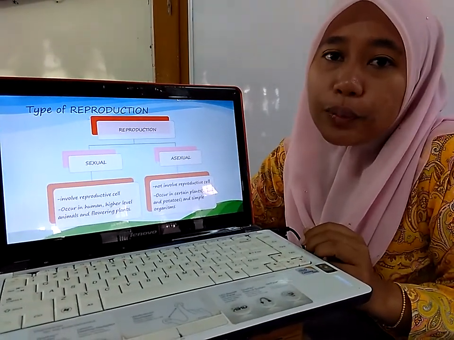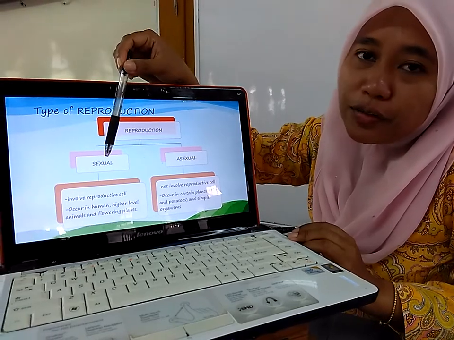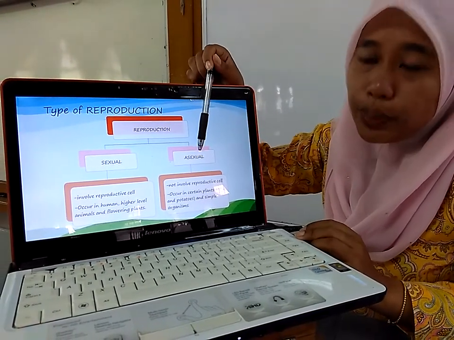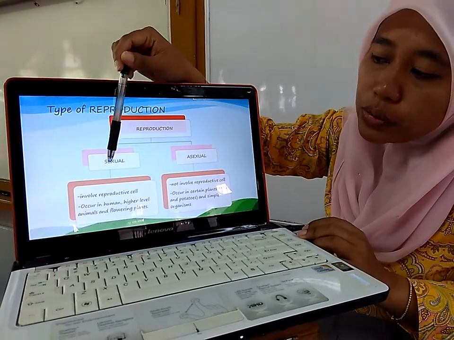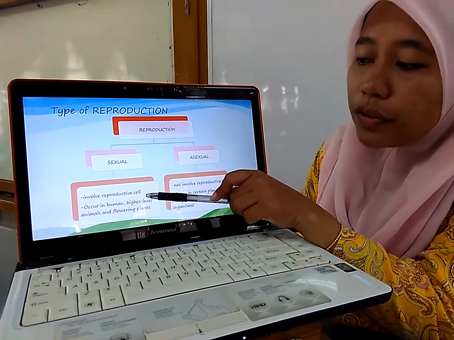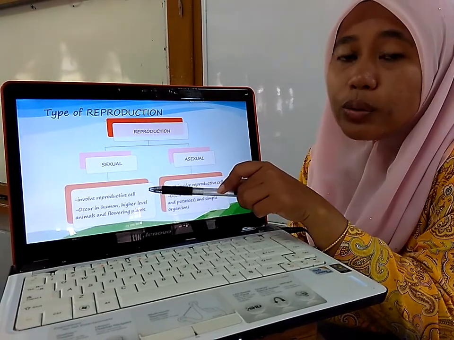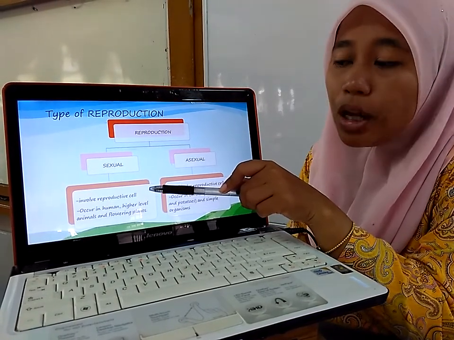Okay, so types of reproduction. We have two types of reproduction. The first one is sexual reproduction and also asexual reproduction. So, sexual reproduction means it involves a reproductive cell. Remember we learned we have two types of reproductive cell. The first one will be sperm and also the second one will be ovum.